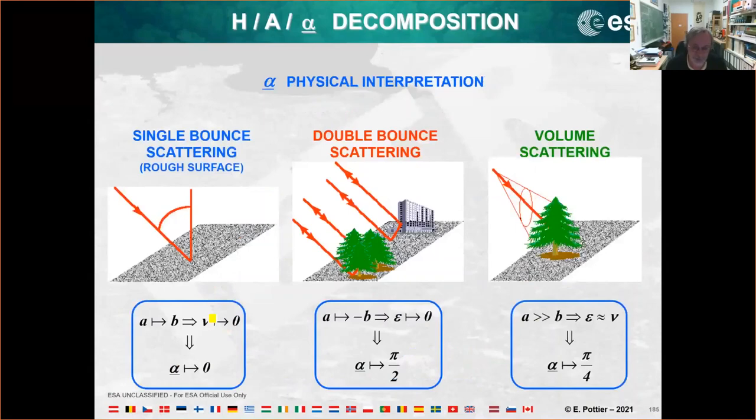So we derived with Shen Cloud the physical interpretation of this alpha parameter. It has been published several times. And we can see that when the angle alpha is close to zero, this corresponds to single bounce scattering mechanism. When alpha is close to 90 degrees, this corresponds to double bounce scattering mechanism. And when alpha is close to 45 degrees, this corresponds to volume scattering mechanism.